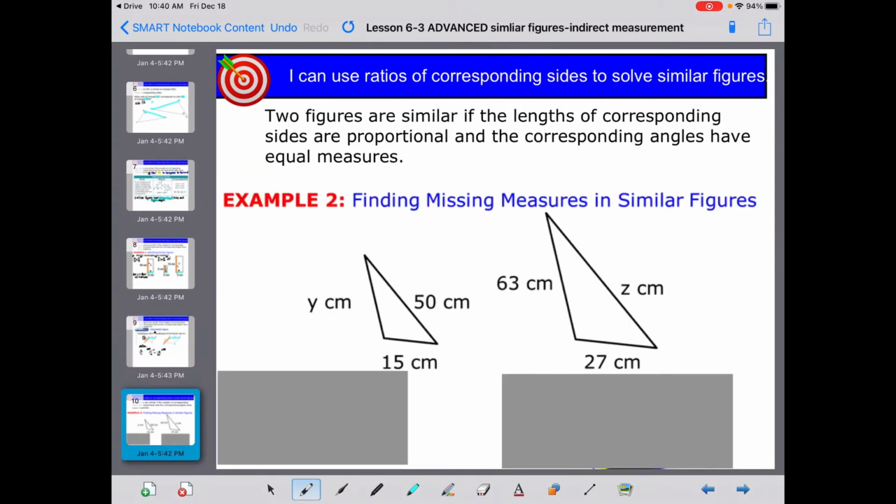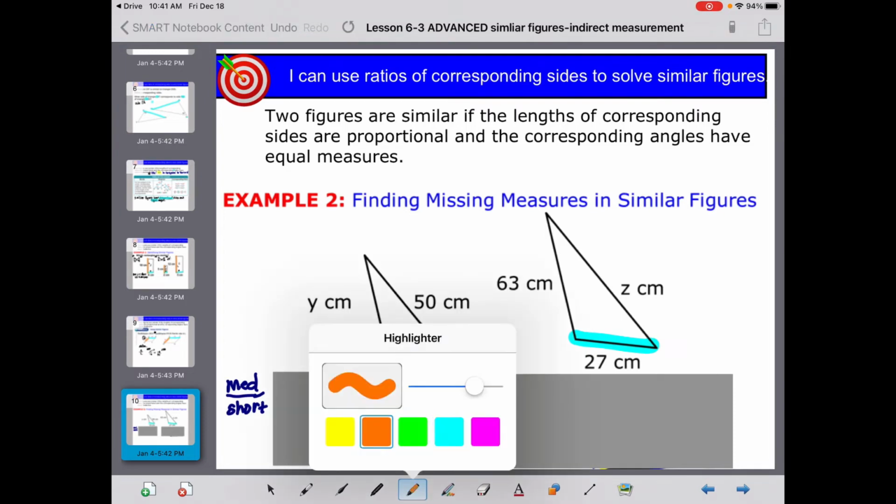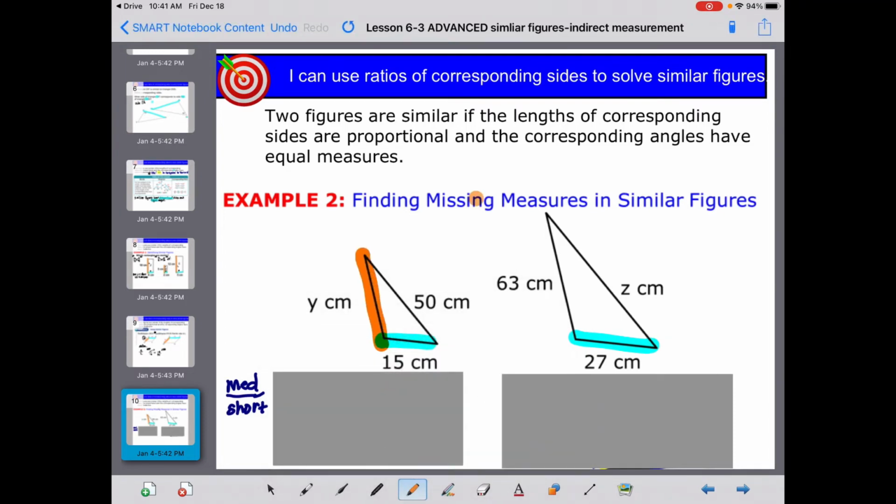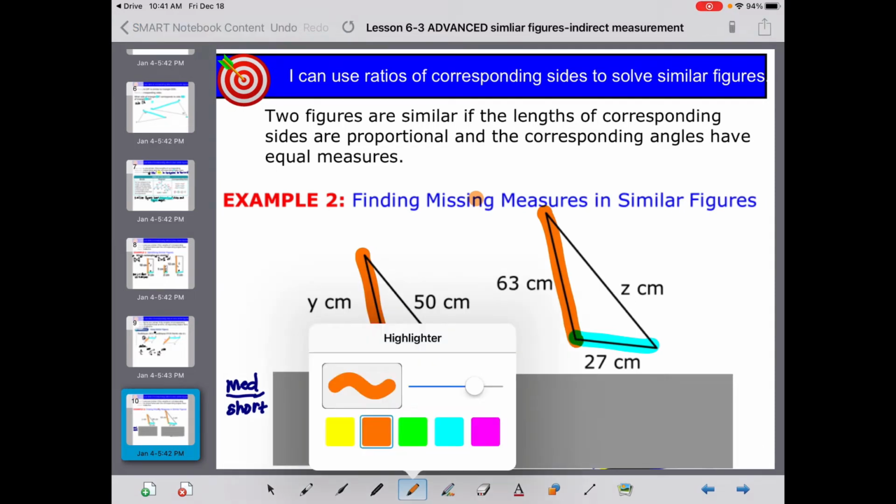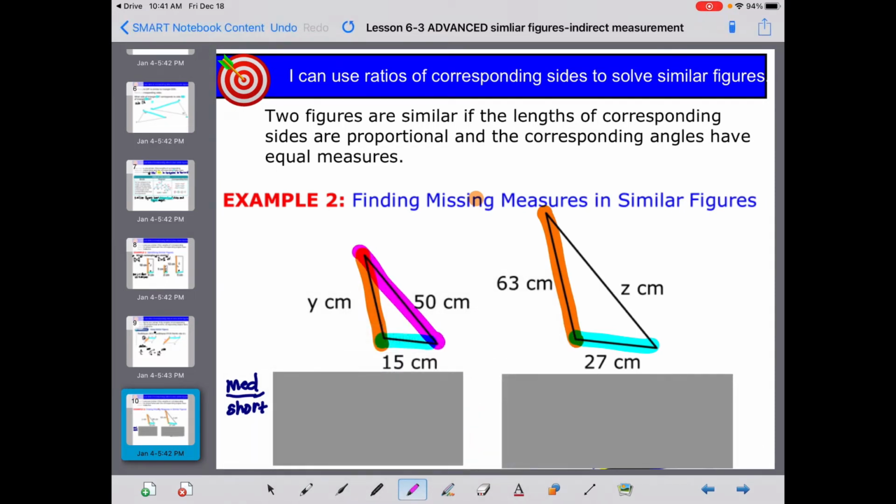Okay? All right, now I'd like you to pause the video. And this time, I want you to find the missing measures of these two similar figures. I'm going to help you with the first one, because it's a triangle and not a rectangle. I label the sides short, medium, and then long. I identify the sides first, so that way I'm not having to rethink each time.